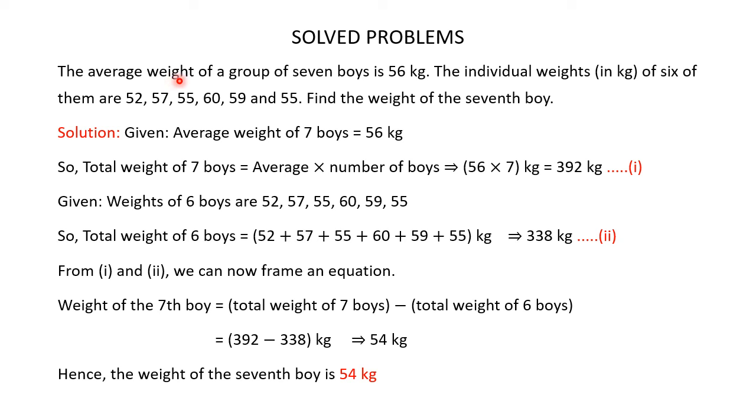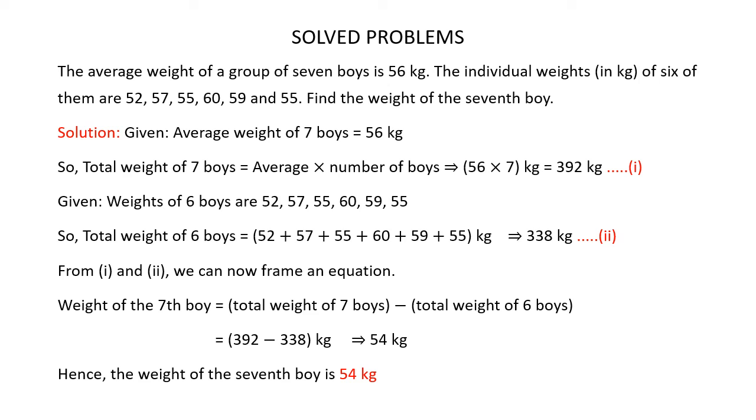The average weight of a group of 7 boys is 56 kgs. The individual weights in kgs of 6 of them are 52, 57, 55, 60, 59 and 55. Find the weight of the 7th boy. Now it's given that the average weight of 7 boys is 56 kgs. So total weight of 7 boys is average multiplied by number of boys, that is 56 multiplied by 7, that is 392 kgs. So total weight of 7 boys is 392 kgs.